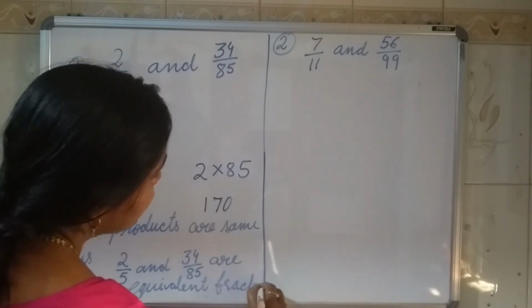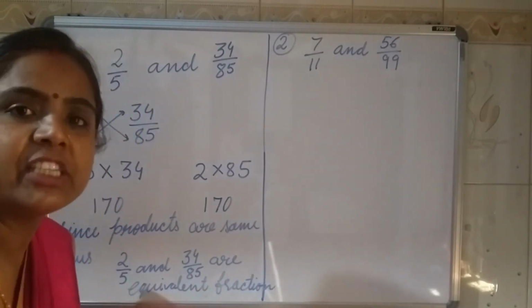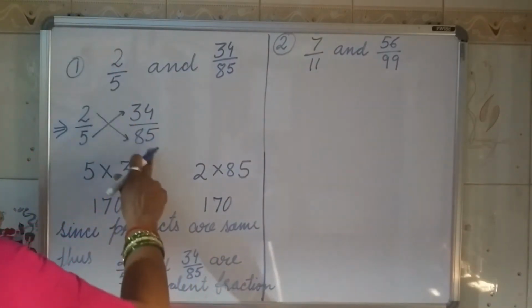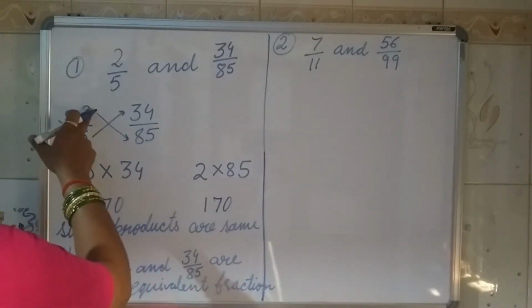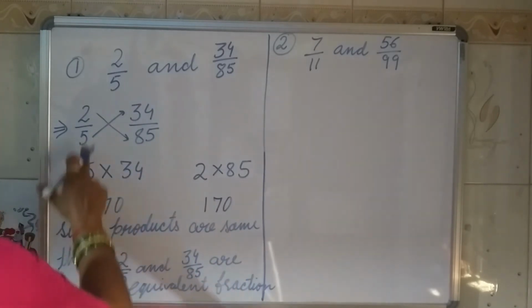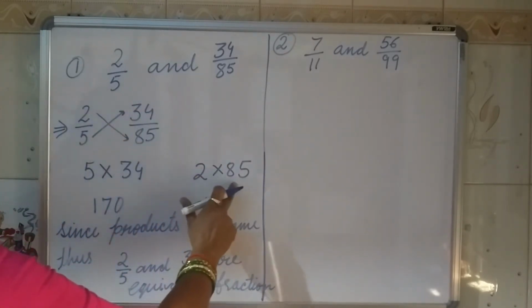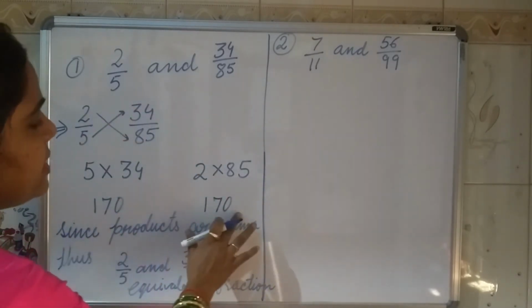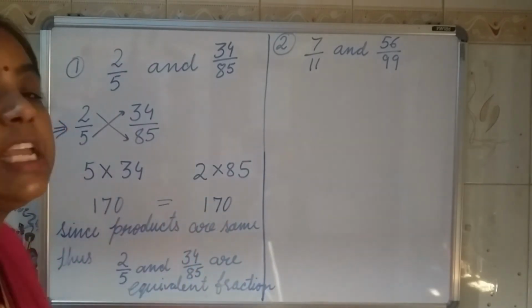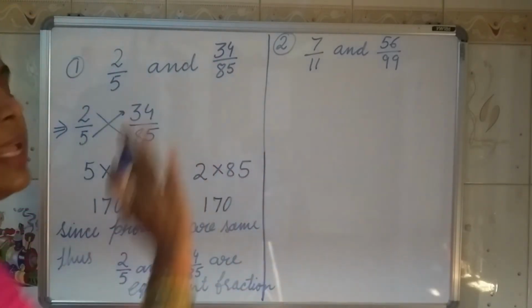In the exam, you have to check whether these two are equivalent fractions or not. So the first step is to do the cross multiplication. The tail will be multiplied by the head, so 5 will be multiplied by 34 and 2 will be multiplied by 85. If both numbers come the same, if both are equal, it means they are equivalent fractions.